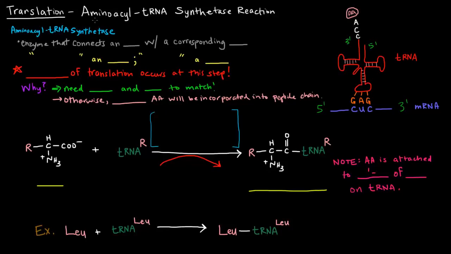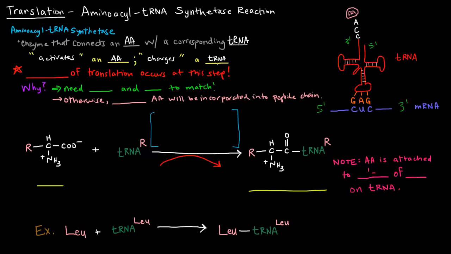In this video, I want to talk a little bit about the aminoacyl tRNA synthetase reaction. So aminoacyl tRNA synthetase is the enzyme that actually connects an amino acid with its corresponding tRNA. So what happens here is that this activates an amino acid and charges a tRNA.